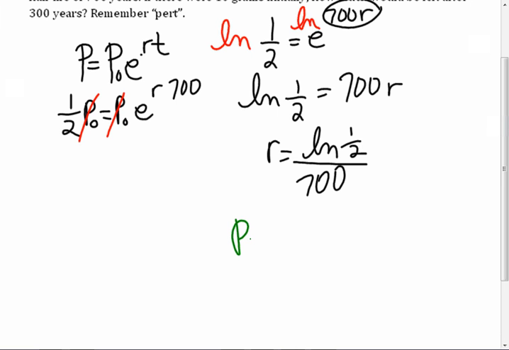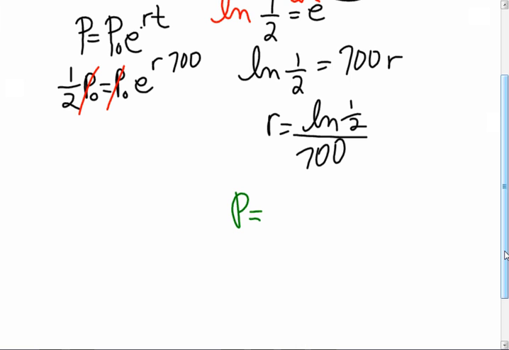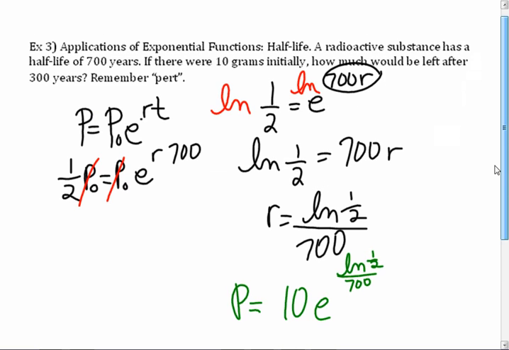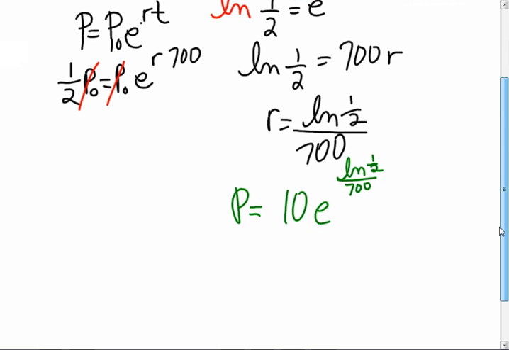P, and I'm sorry it's low on the board, but I can't see what I have up here. I'll try to slide it a little bit. P is equal to the initial amount, which is 10 grams, e to the r, which I have no idea what that is. Is that a positive or negative number? It's decaying, right? Negative. We'll talk more when we do logs tomorrow. I'll talk about why that's negative.